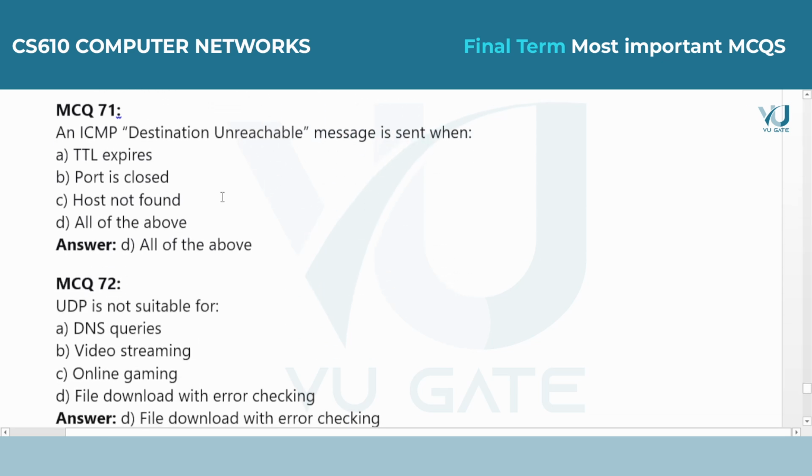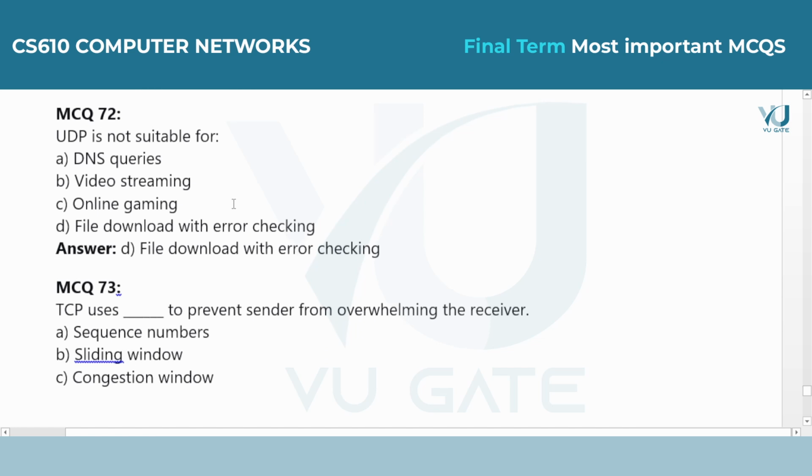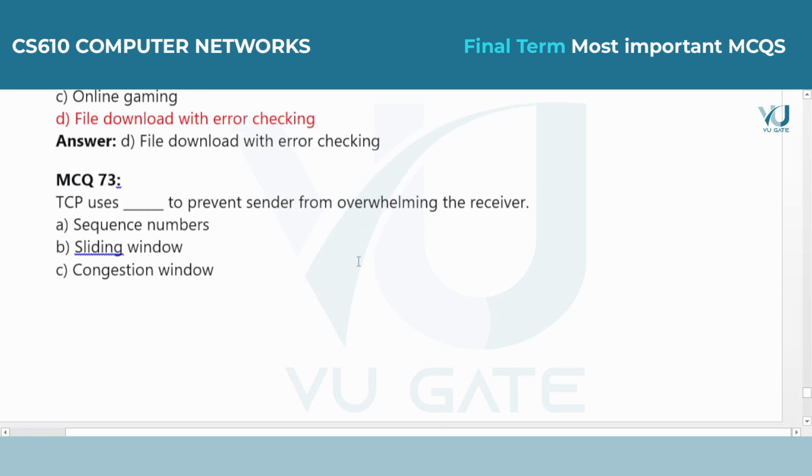MCQ 71. An ICMP destination unreachable message is sent when? Answer: D. All of the above. Concept: this message is a general error report used whenever a packet cannot be delivered due to routing, host, or port issues. MCQ 72. UDP is not suitable for? Answer: D. File download with error checking. Concept: files require 100% accuracy. Since UDP does not resend lost packets, it is poor for downloading software or documents.